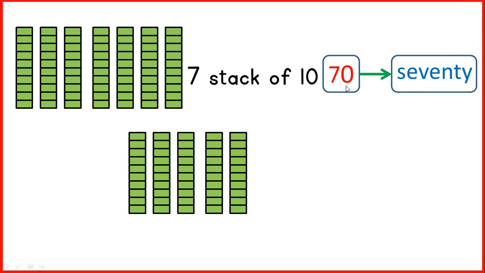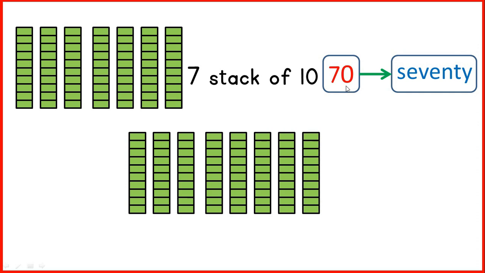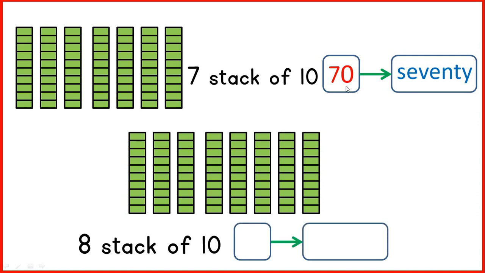Now see the next one: 1, 2 stack of 10, 3 stack of 10, 4 stack of 10, 5 stack of 10, 6 stack of 10, 7 stack of 10, 8 stack of 10. Now you have 8 stack of 10, and you know 8 stack of 10 means 8 tens, and 8 tens is called 80. Now right here 8 stack of 10 means 80.